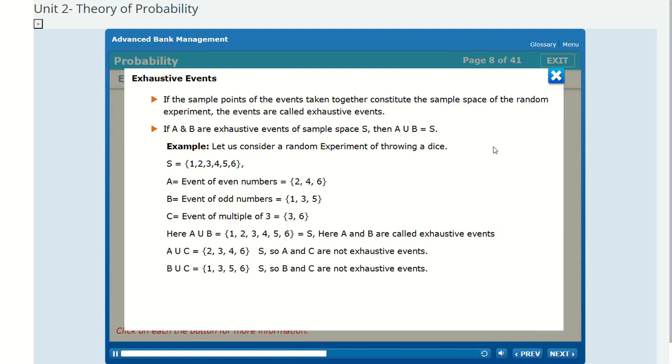C = event of multiples of 3 = {3, 6}. Here A union B = {1, 2, 3, 4, 5, 6} = S. Here A and B are called exhaustive events. A union C = {2, 3, 4, 6} is not S, so A and C are not exhaustive events. B union C = {1, 3, 5, 6} is not S, so B and C are not exhaustive events.